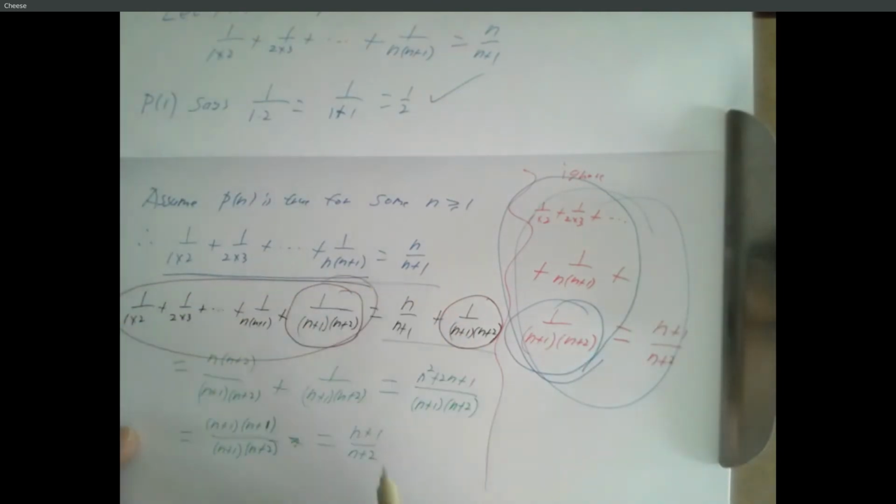All right, so now we've shown that this whole sum is equal to this. And now we simply note that that's P of n plus 1. Therefore, P of n implies P of n plus 1. Therefore, P of n for all n bigger than or equal to 1.